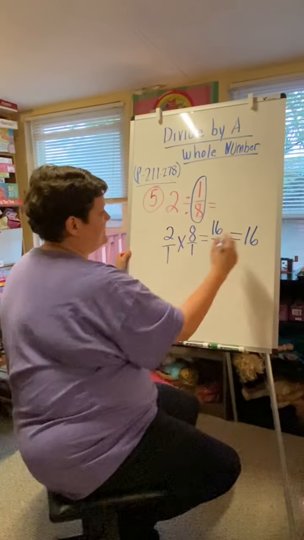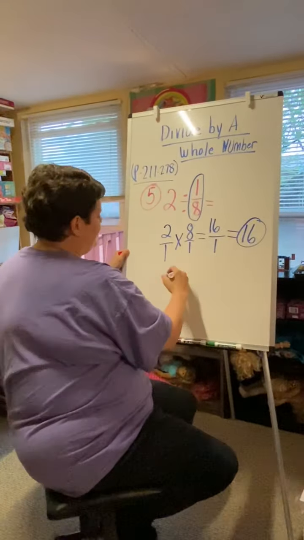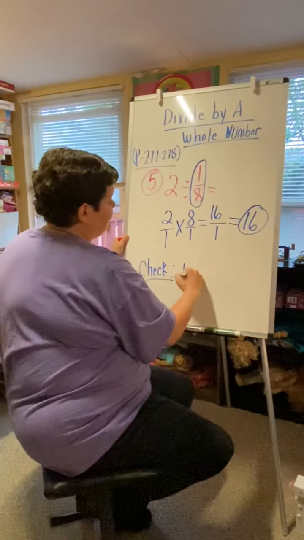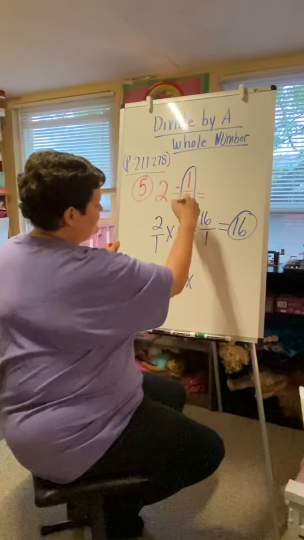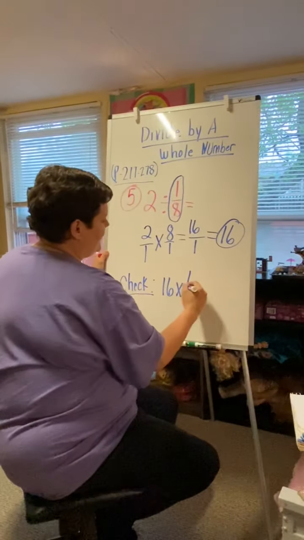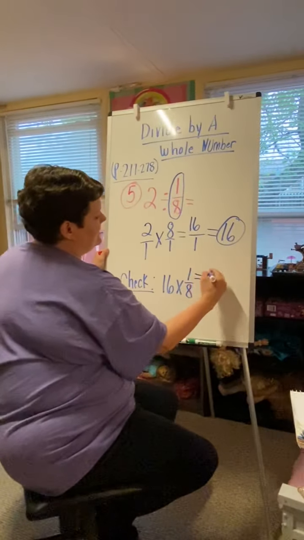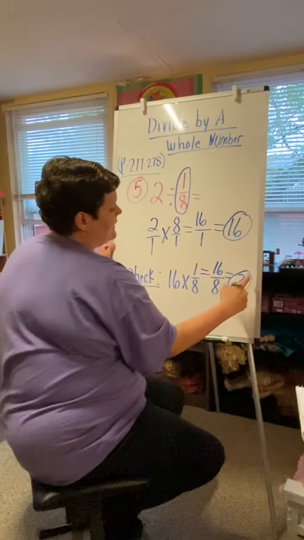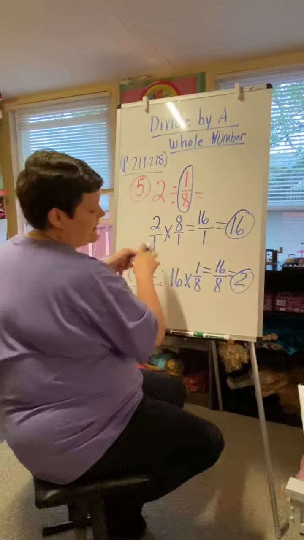Now we have to check it. So I'm going to take this number here. This is how I check it. I'm going to take my number 16 times my 1/8. And 16 times 1 is a 16 over my 8. And that gives me 2. And it matches up. They both match.